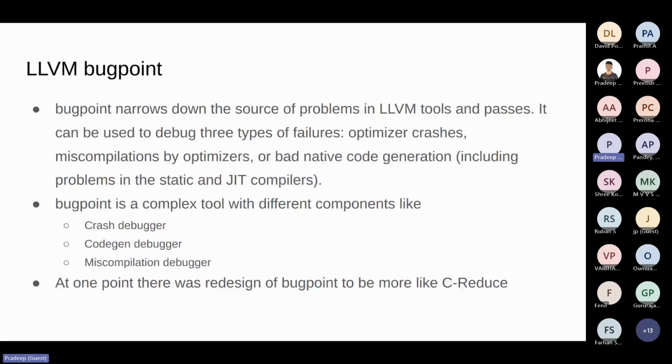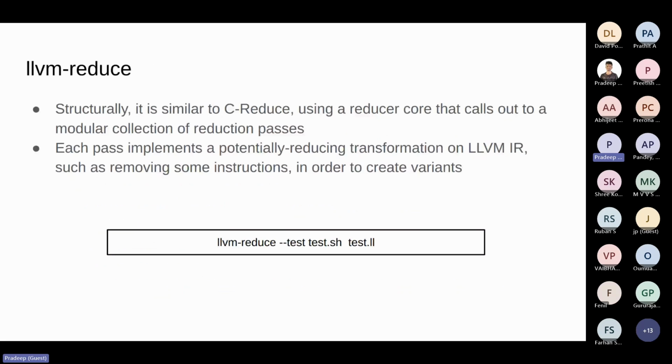And Bugpoint is a very complex tool. I cannot go into the details of it, but it deserves a talk on its own. It has a crash debugger, a code gen debugger, and a miscompilation debugger, and various components that go beyond basic test case reduction. At one point, there was a redesign of Bugpoint to be more like C-Reduce. I think later there was another tool developed called LLVM-reduce, which works in a similar fashion to C-Reduce. So it's structurally similar to it and has a similar command line structure.